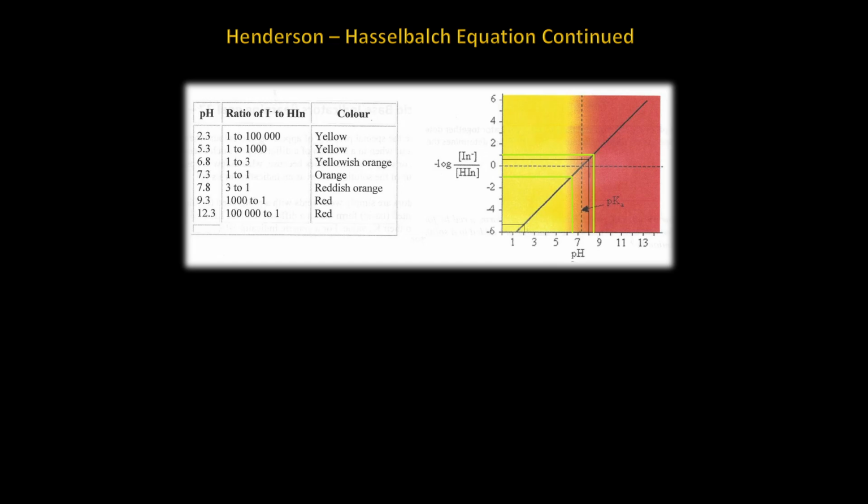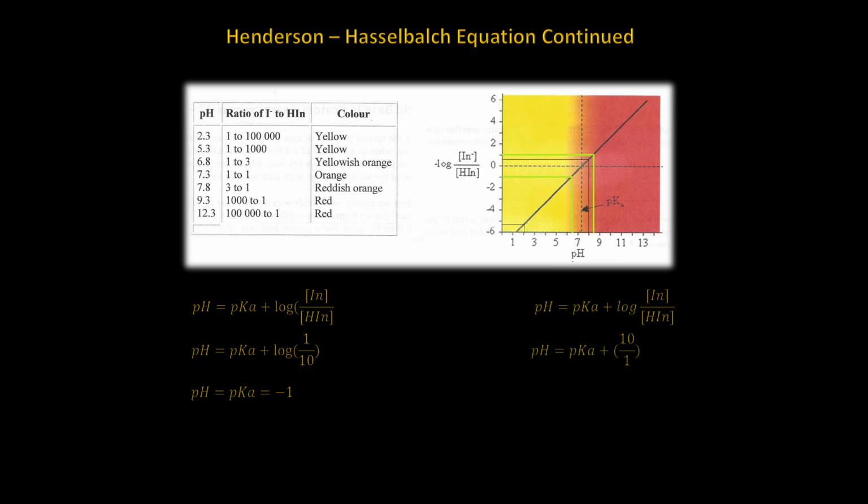Therefore, the equation becomes pH is equal to pKa plus the log of In divided by HIN, which is pH is equal to pKa plus the log of 1 divided by 10. pH, in this case, equals minus 1. Or pH is equal to pKa plus the log of In divided by HIN, which is pH equals pKa plus the log of 10 divided by 1. The pH is then equal to plus 1. Phenol red will have a noticeable intermediate color between pKa minus 1 and pKa plus 1.